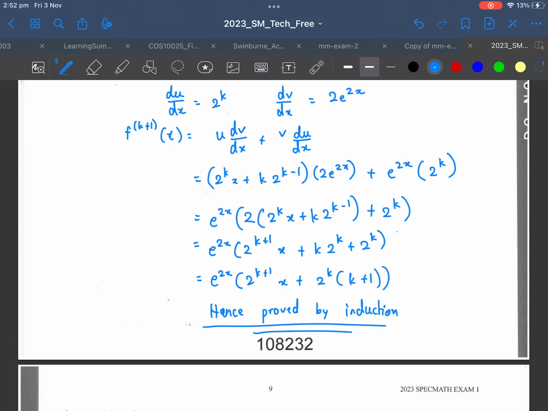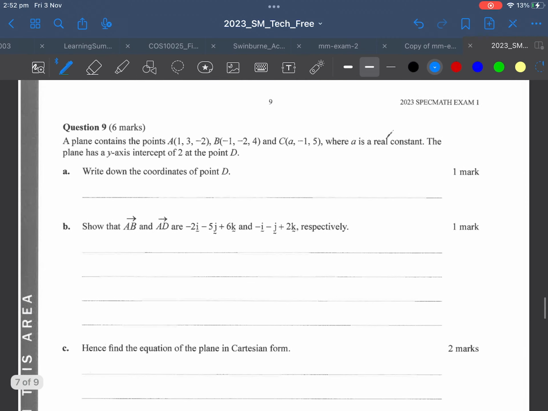Whew, okay. A plane contains points A, B, C, where a is a real constant. The plane has a y-axis intercept of 2 at point D, so what is going to be point D? That would just be (0, 2, 0), pretty self-explanatory here. And now we have to find the vector AB, it seems like. We have to show that AB is this and that.